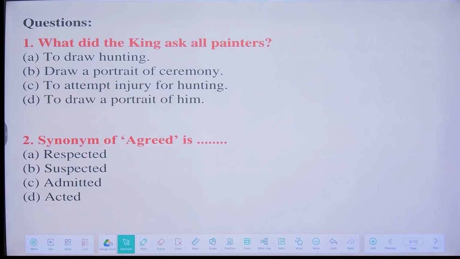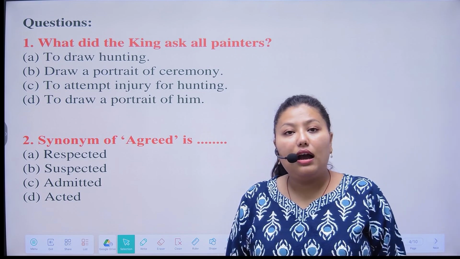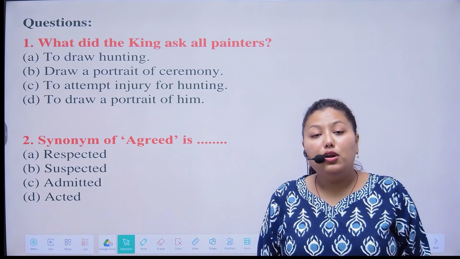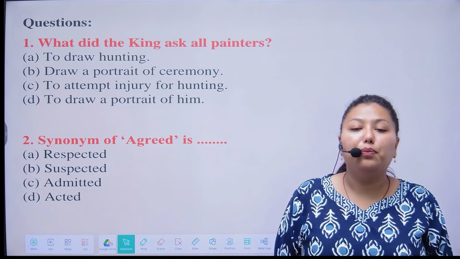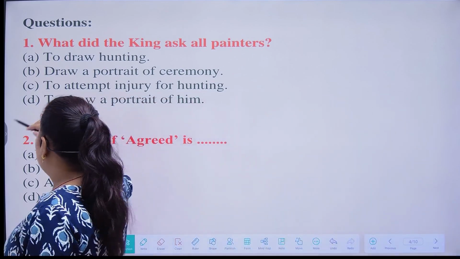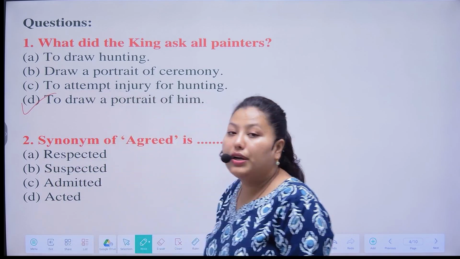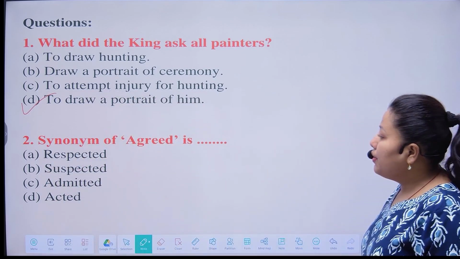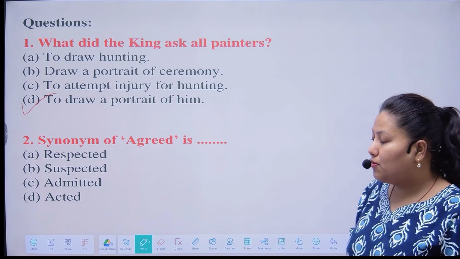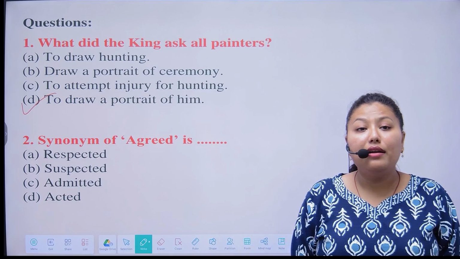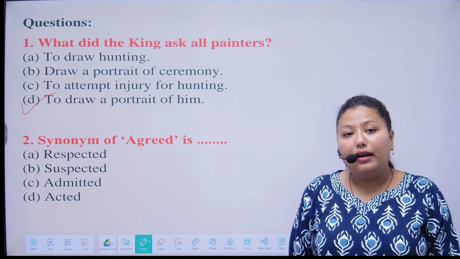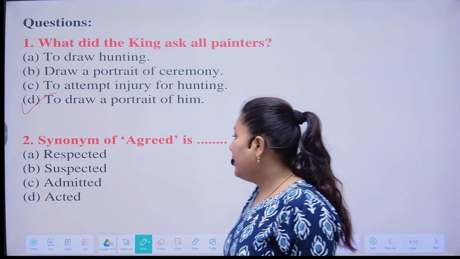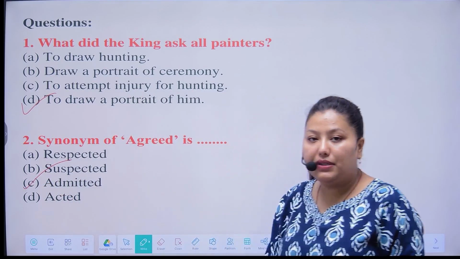Now we will solve the questions. First question: what did the king ask all the painters? Options are: to draw hunting, to draw a portrait of ceremony, to attempt injury for hunting, to draw a portrait of him. So the answer is D, to draw a portrait of him. Next, what is the synonym of agreed? Options are: respected, suspected, admitted, or acted. So agreed means option C, admitted.